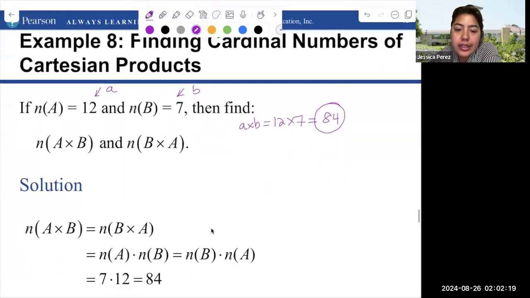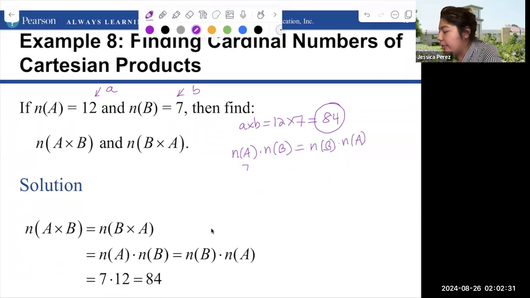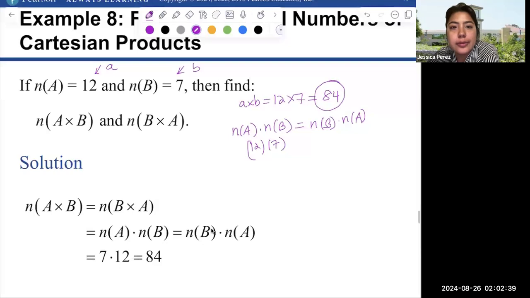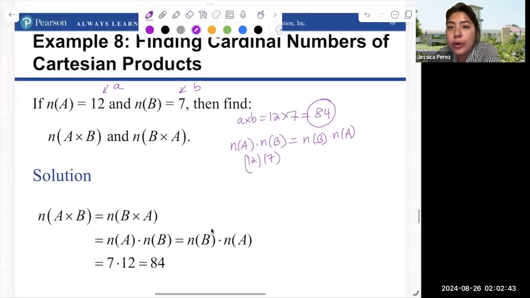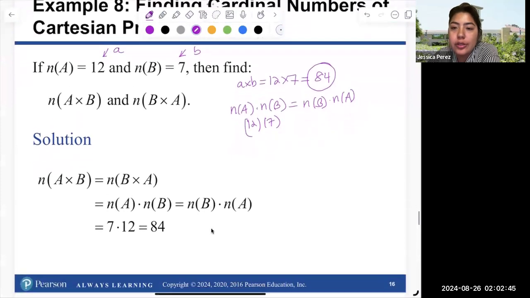Okay, so there we have it. n(A) times n(B). There it is, which is the same as n(B) times n(A). So we had 7 and 12, or 12 and 7, which was 84. And that's exactly what we had. That happens when you are doing Cartesian products and you know the cardinality of each one.